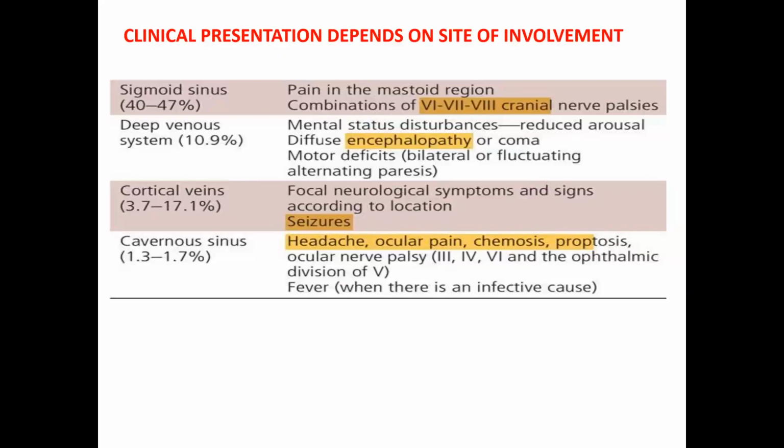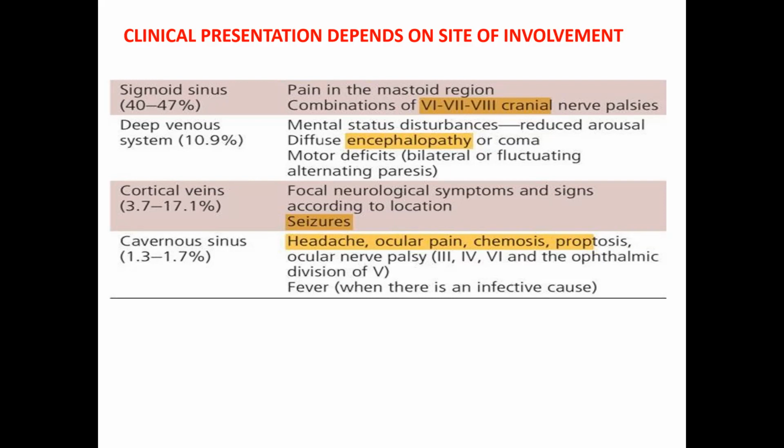So clinical features, most of the clinical features will be according to the site of involvement. For example, if the sigmoid sinus is involved, it will lead to lower cranial nerve palsies. If the deep venous system, like the basal ganglia or internal capsule region, is affected, the patient will come to the emergency with a diffuse encephalopathy. If only cortical small branches, cortical veins, are involved, it will cause focal deficits and seizures.